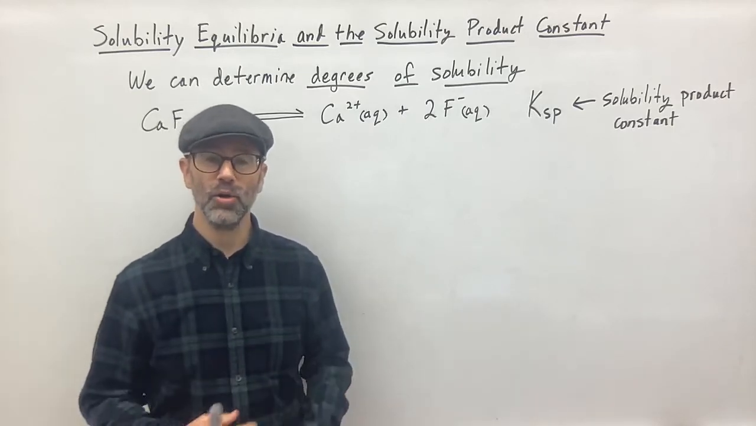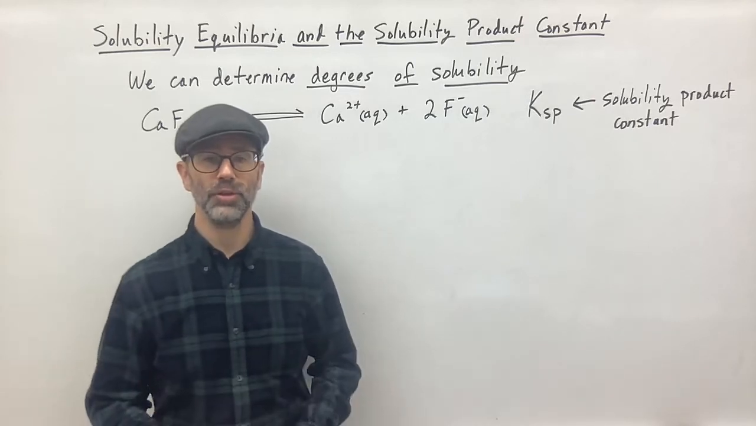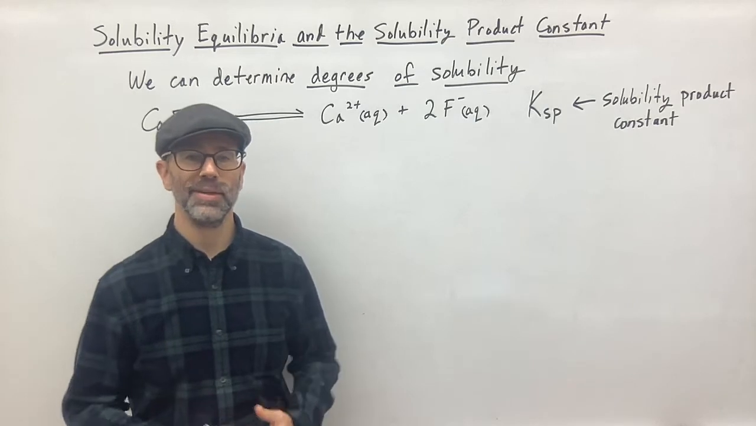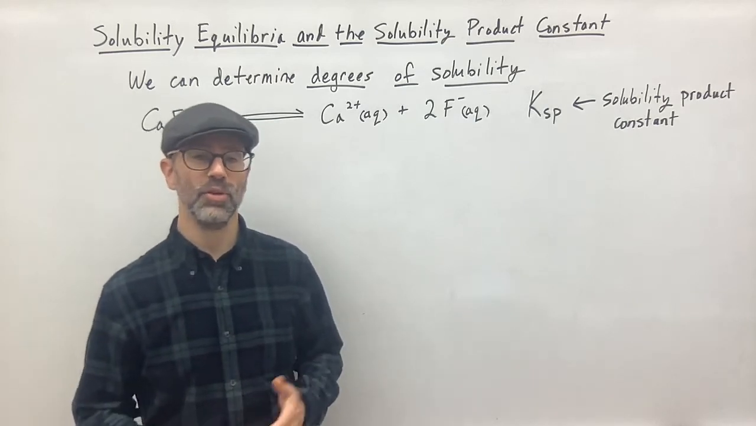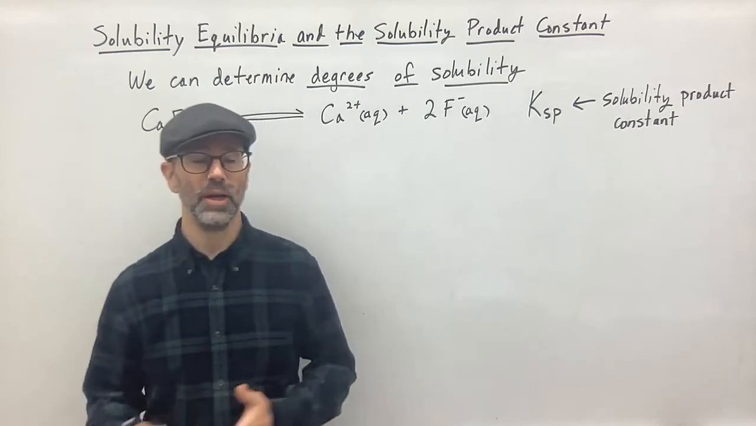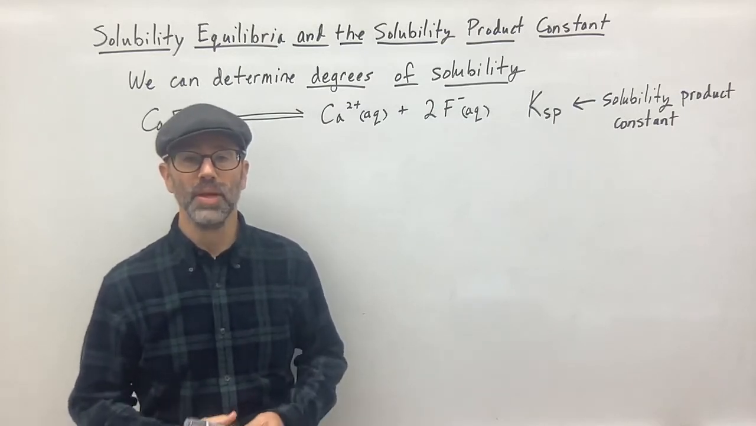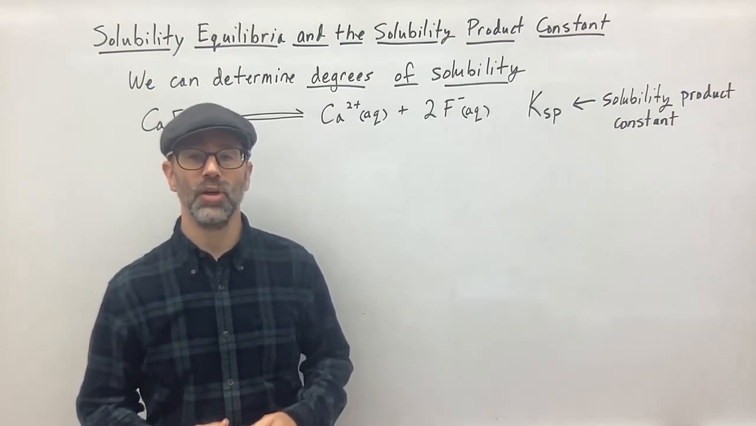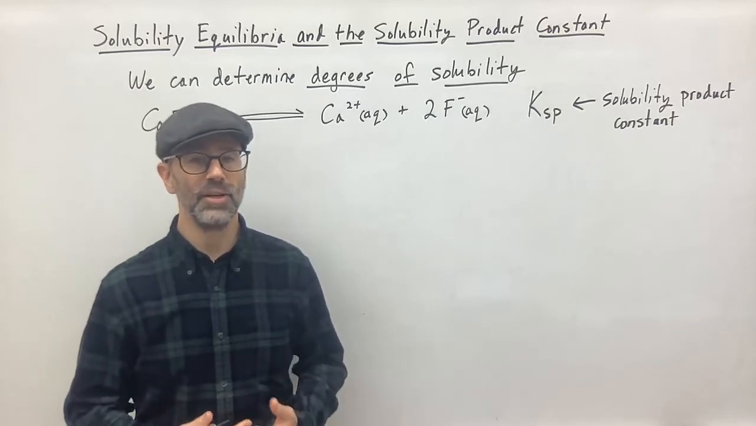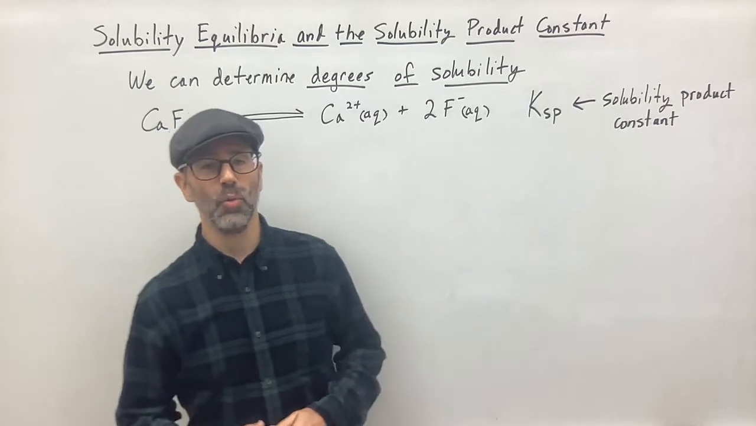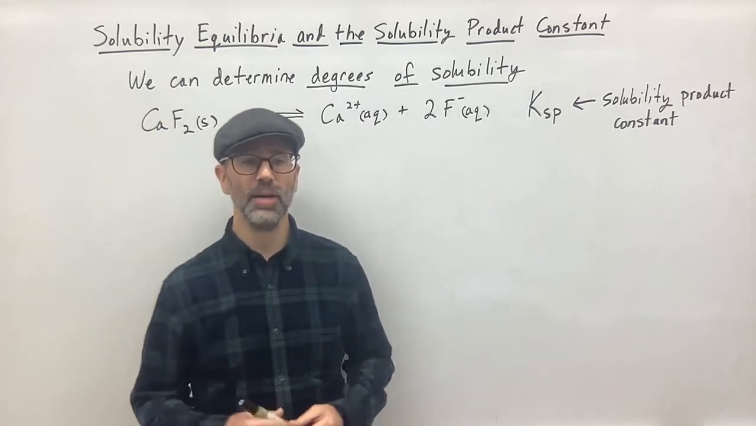In this video and in my other future videos, I'll be talking about how you can determine the degree of solubility. Some things are more soluble than others, even though they are soluble. We can determine that by finding what is called the solubility product constant and using that to indicate how soluble something is. So, what is a solubility product constant?